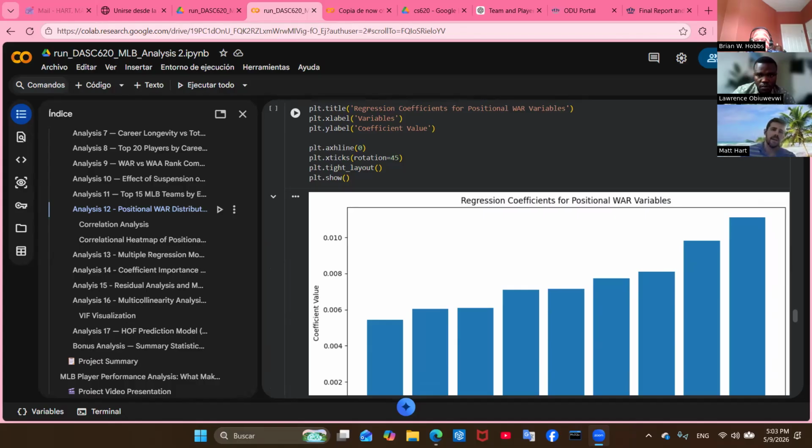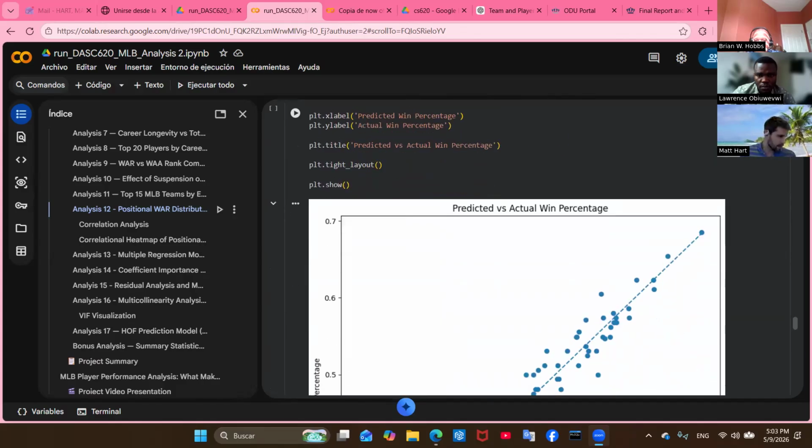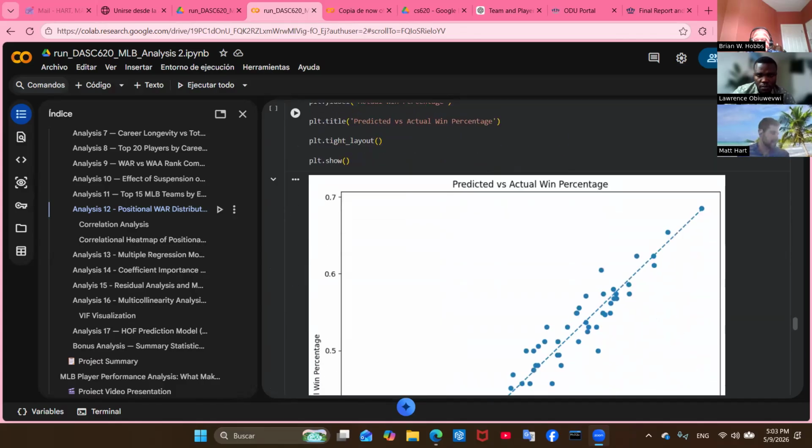Next, we have the predicted versus the actual team win percentage plot. Here we found that most points clustered around this diagonal line, indicating strong predictive accuracy. A few major outliers were present, but the model prediction stayed fairly consistent across teams, and this visually supports the high R squared value from our regression and just reinforces the strength of our model fit.